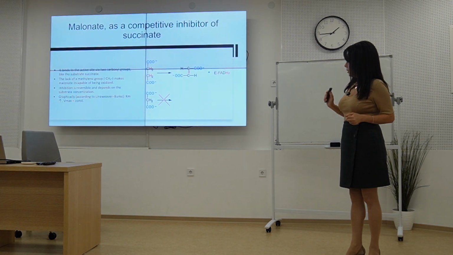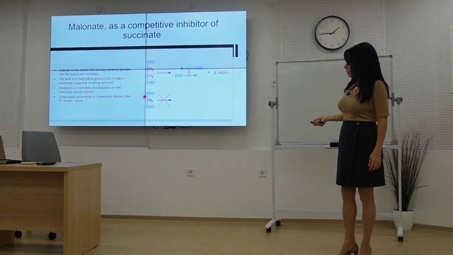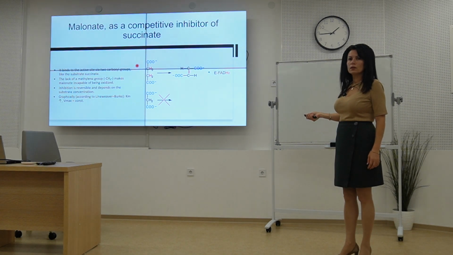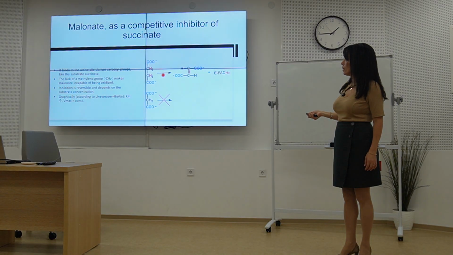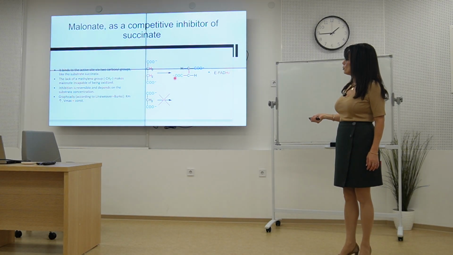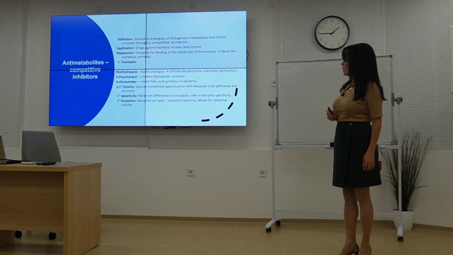Okay, I said about that. Examples. The first example is malonate. Malonate is a structural analog of succinate and can inhibit the succinate dehydrogenase enzyme. This enzyme is called succinate dehydrogenase, and it cannot produce the product, which is fumarate. This is the first example.